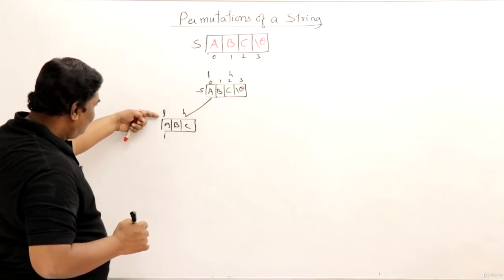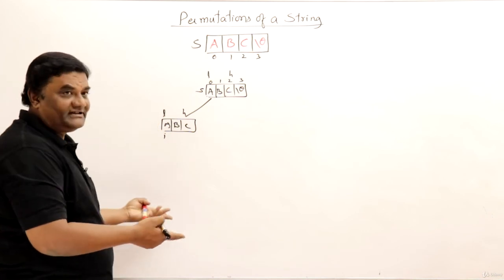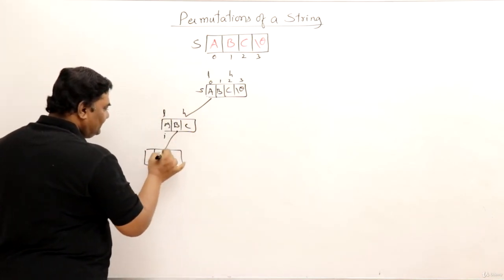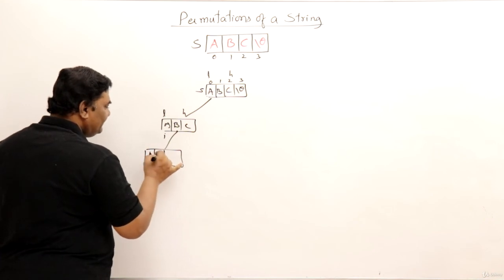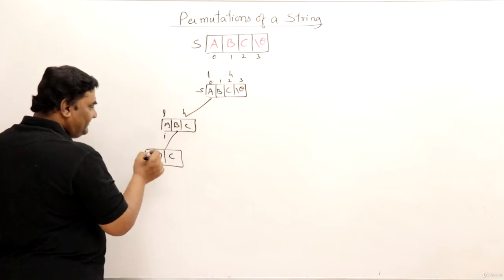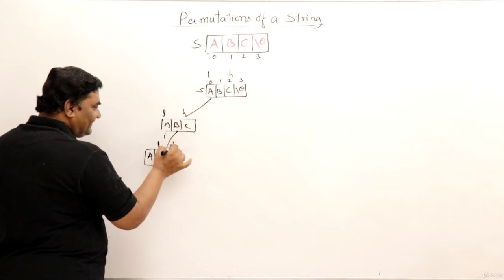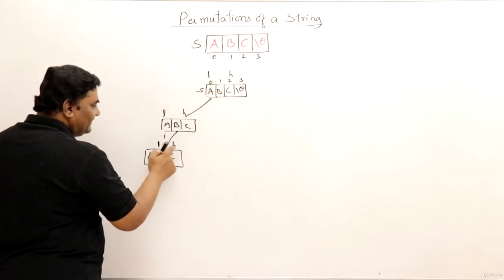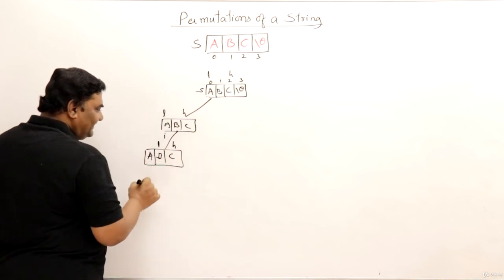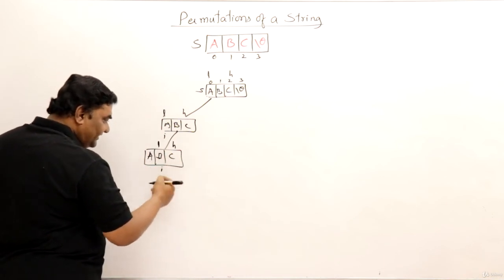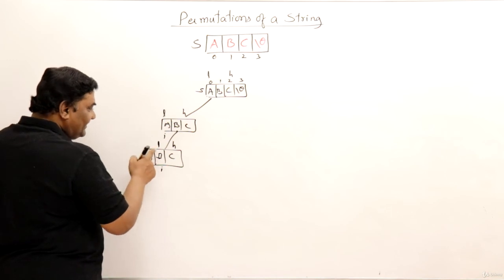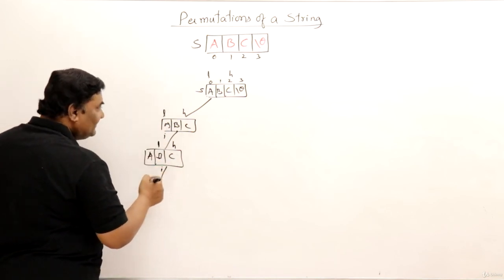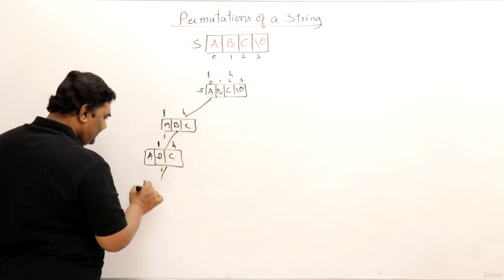Swap the letters at L and I. It is swapped with itself. And call again. Then A, B, C. Now when you call again, L should be on the next letter. L is on 1 and H is on 2 only. Call this one, then start scanning. I starts from here only. You don't have to take this one. So swap I and L. B is swapped with itself, nothing will happen. So you don't see any changes in this first pass.